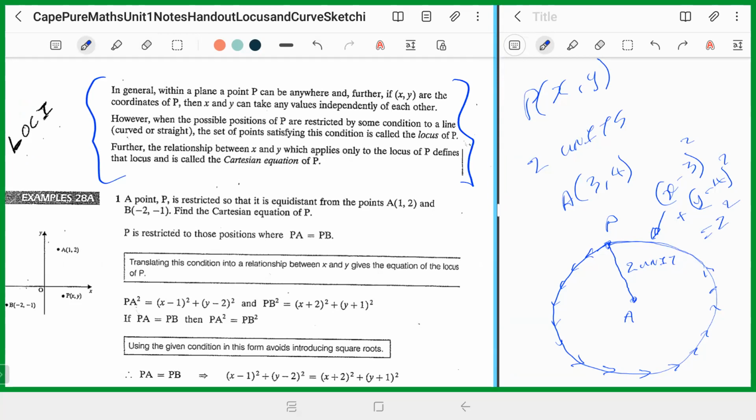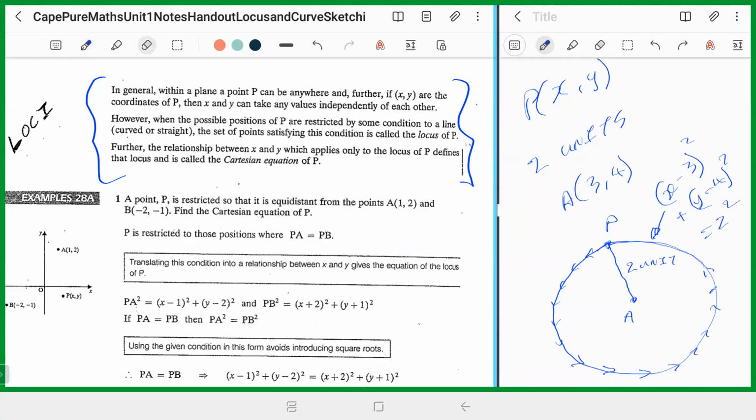It says, in general, within a plane, a point can be anywhere. And furthermore, if x, y are the coordinates of the point P, then x and y can take any value independently of each other. In other words, you can place a point anywhere on a graph. So if you have a graph, a point can be anywhere on that graph. That's what they're basically saying there.